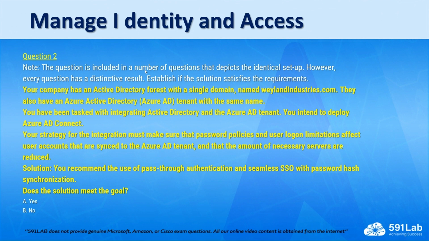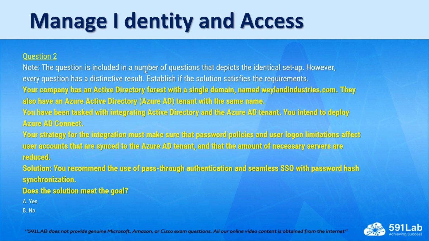So the question reads, your company has an Active Directory forest with a single domain named waylandindustries.com. They also have an Azure Active Directory, Azure AD, tenant with the same name. You have been tasked with integrating Active Directory and the Azure AD tenant. You intend to deploy Azure AD Connect. Your Microsoft strategy for the integration must make sure that password policies and user logon limitations affect user accounts that are synced to the Azure AD tenant, and that the amount of necessary servers is reduced.